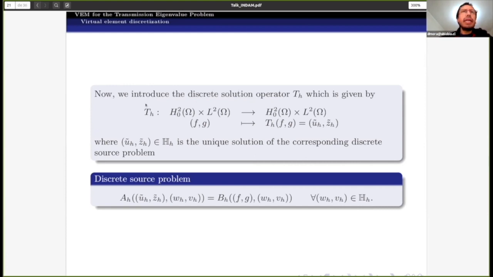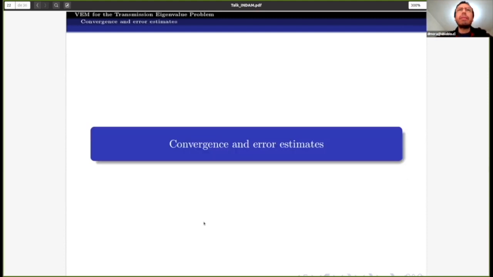Here, the discrete solution operator is given on H2 functions times L2. This gives the discrete element in the discrete space as the unique solution of this source problem, as a consequence of the coercivity of A. So in this case, we also have that the discrete solutions of the transmission eigenvalue problems are related with the eigenpairs of the discrete problems.